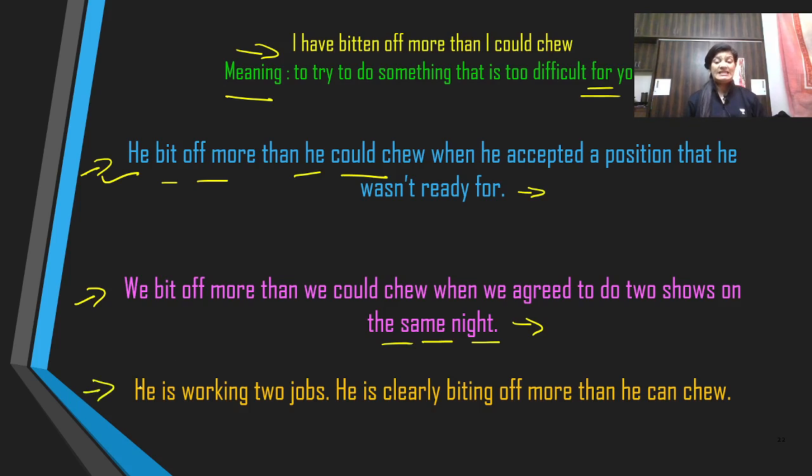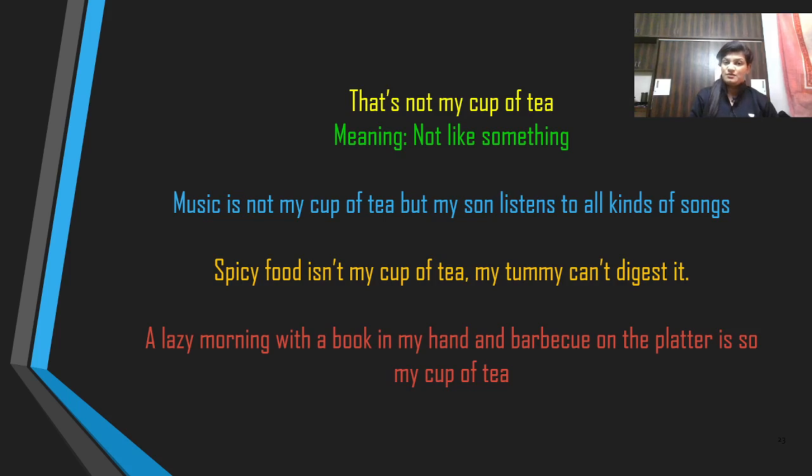Another usage is he is working two jobs. He is clearly biting off more than he can chew. Well, working one job itself is too much. Working two jobs is pretty much a lot. So he'll be like, he is working two jobs. He is clearly biting off more than he can chew. That's how you do that.